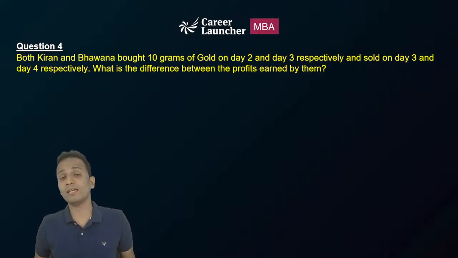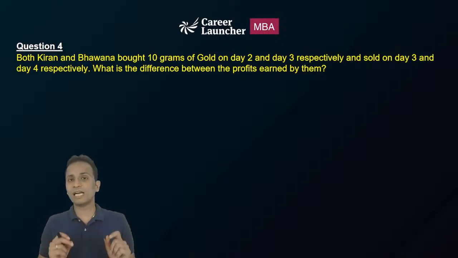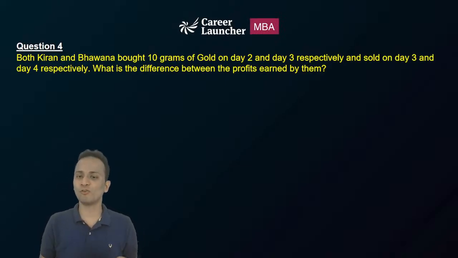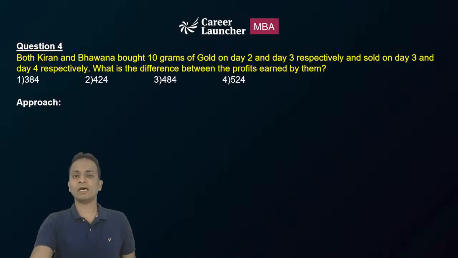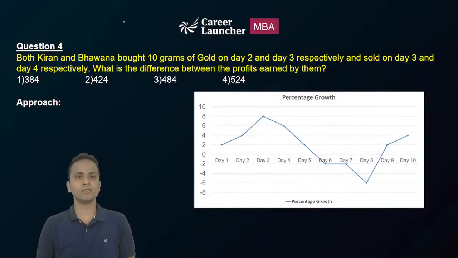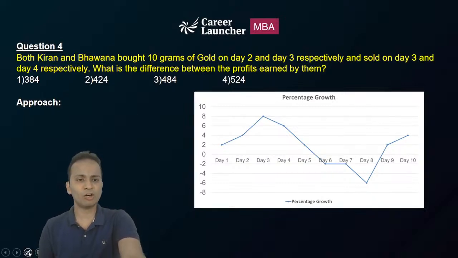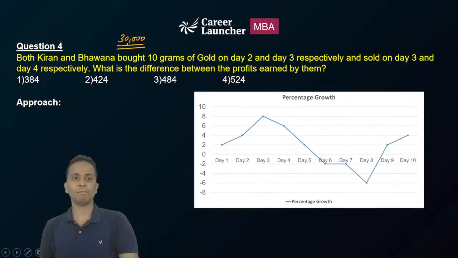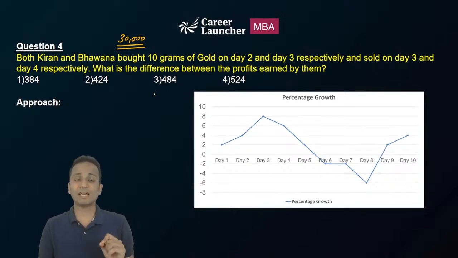Now we'll have to calculate the actual profits. So that means we'll have to look at the price of gold now. Okay, now the price of gold was 3000 rupees per gram. So the price of gold for 10 grams will be how much? It will be 30,000. Fine. So they both have bought gold worth rupees 30,000. Okay, right? But that was the price on day 0.